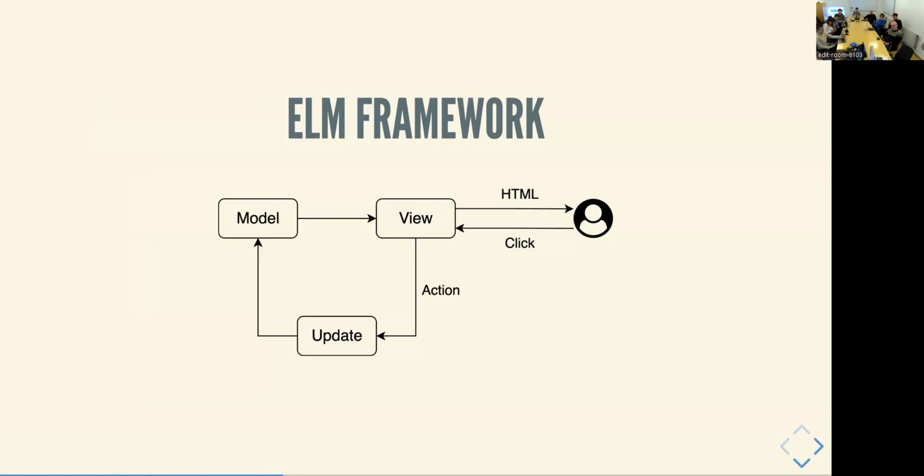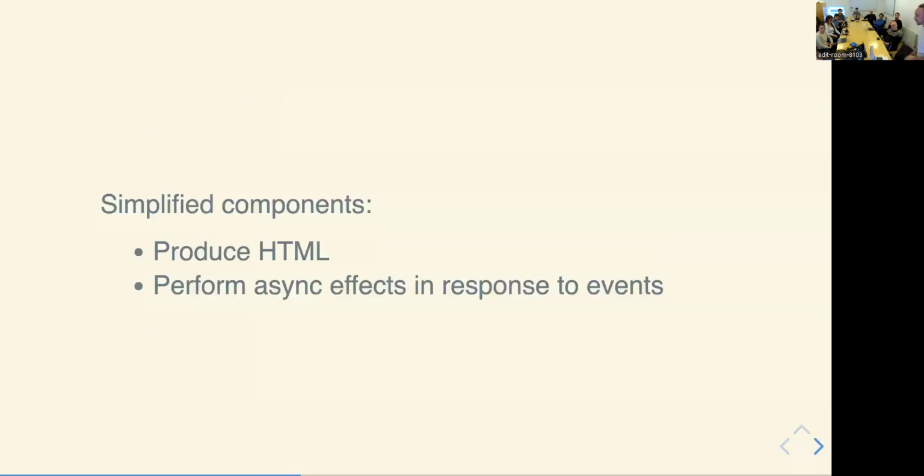And then actions from a user, like a click or pressing enter, or events coming from the server, go through one big update function, which then goes and modifies the model, which modifies the view, which can then trigger the update function, and so forth. And this is really nice because it's very simple. So my components only do two things, really. They produce HTML, and they perform these async effects that go through the update function.